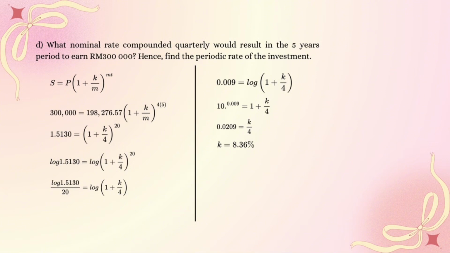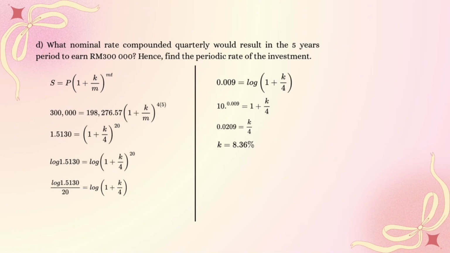And using log rules, the exponent comes down, and we isolate the log expression, so it became log 1.5130 over 20 equals log 1 plus k over 4. And it became 0.009 equals log 1 plus k over 4. And then to remove the log, we convert to exponential form. It gives us 1.0209 equals 1 plus k over 4.